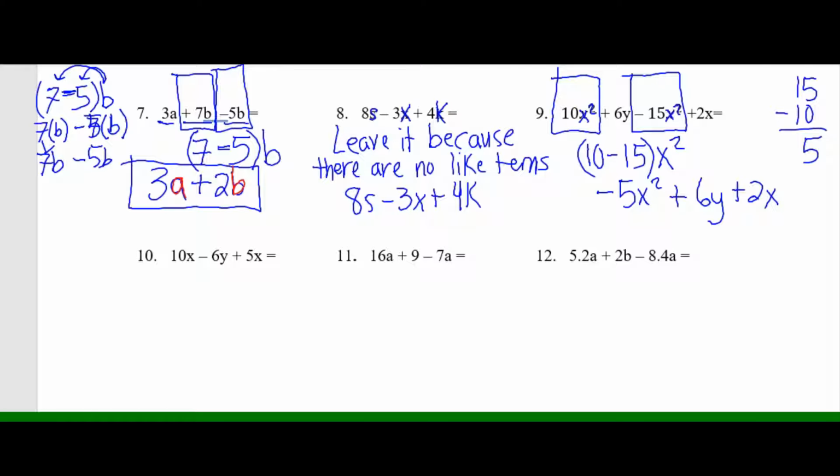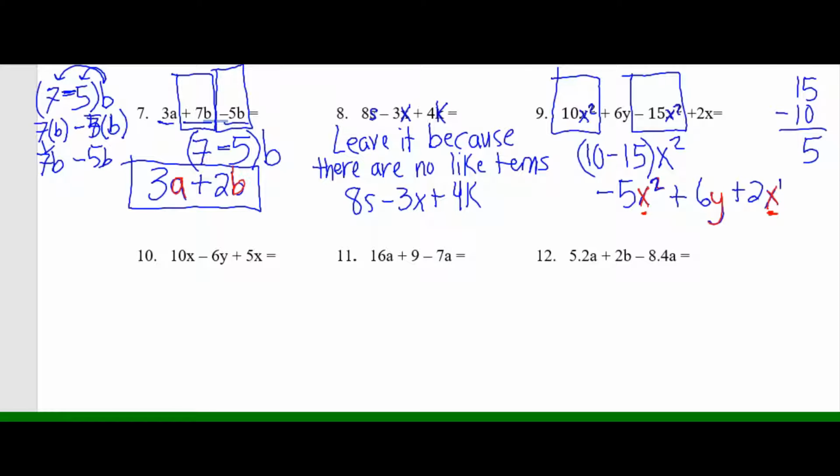I cannot combine further here because this variable is x squared, this variable is y, and this variable is x. Right here we have the same variable, but the exponent on this variable is a 2, and the exponent on this variable is a 1. Therefore, you cannot combine these two variable terms because the exponents are different. Same variable, same exponent. Remember that.